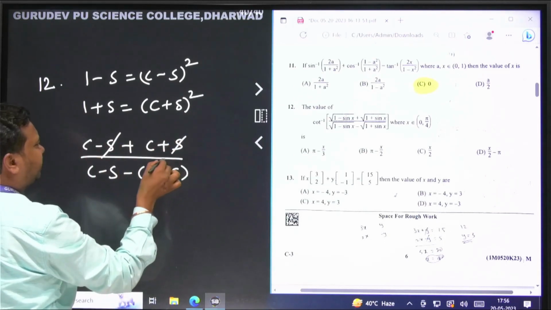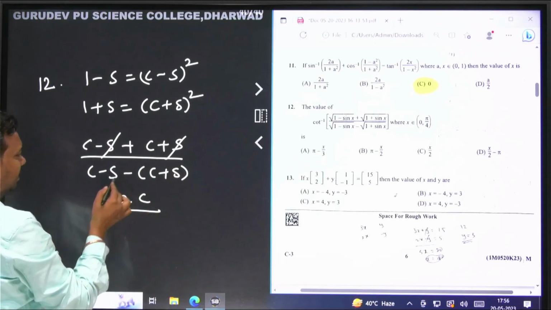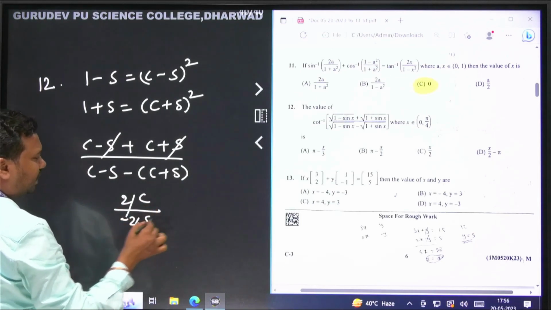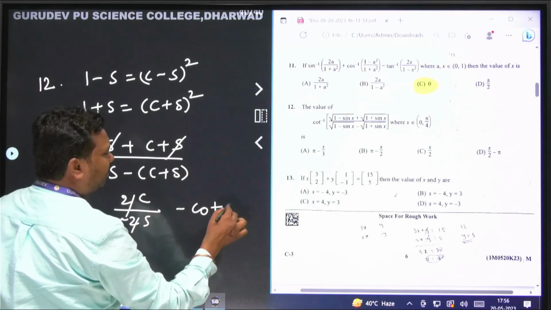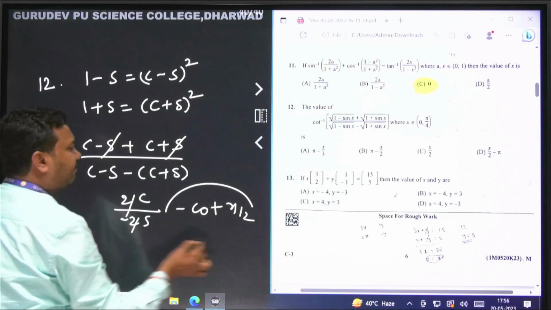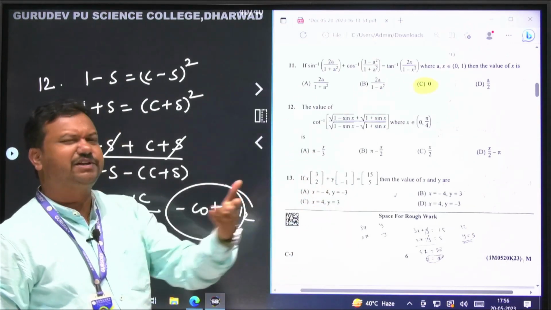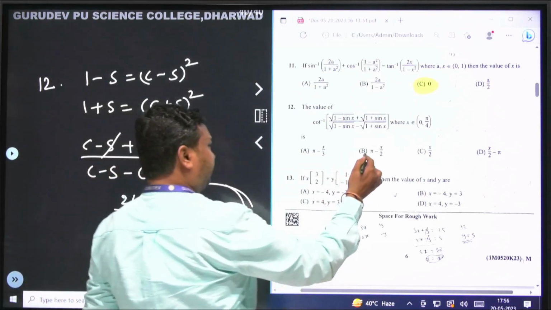So plus minus get cancelled, 2 cos divided by. So if you simplify, cos get cancelled, you get minus 2 sin. Therefore, 2 get cancelled, you will get minus cot. So minus cot x by 2. So outside the function of cot x by 2, we have cot inverse. So cot inverse of minus cot of x by 2 is nothing but pi minus x by 2.